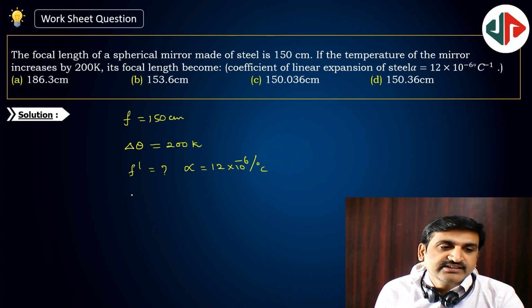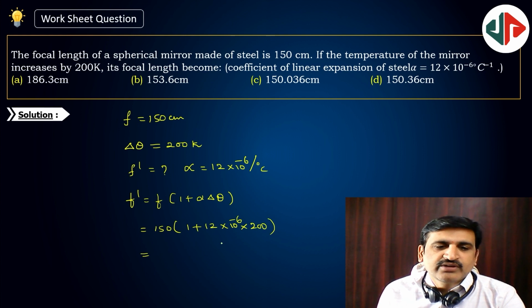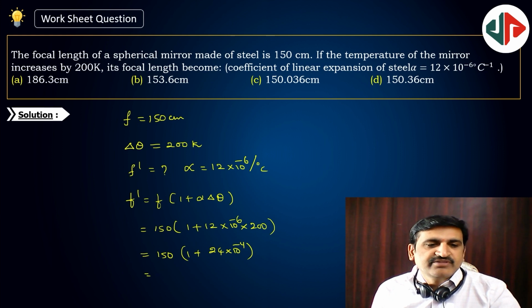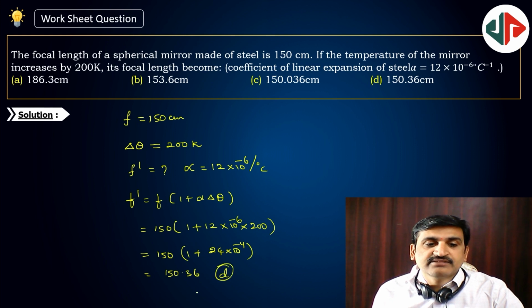So you can take it like this, F dash is equal to F of 1 plus alpha delta theta. So 150 into 1 plus alpha value 12 into 10 to the power of minus 6 into delta theta 200. So 12 2s are 24 into 10 to the power of minus 4 plus 1 into 150. So it simplifies to 150.36, roughly. All options are looking together. It's D.